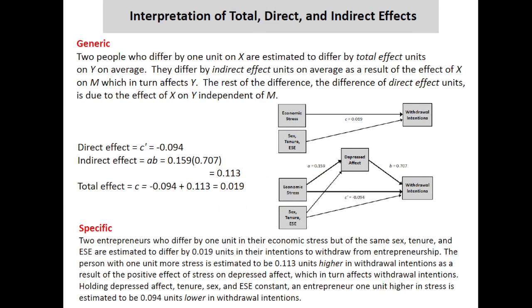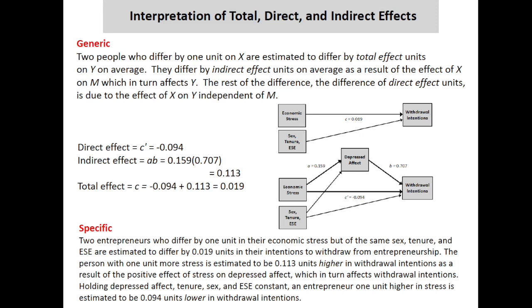So what does this all mean? How do we interpret this? Well, here's a generic way of thinking about direct, indirect, and total effects first, and then I'll give you a more specific interpretation relative to these findings. So we can say that 2 people who differ by 1 unit on X are estimated to differ by total effect units on Y on average. So that's C. They differ by indirect effect units on average as a result of the effect of X on M, which in turn affects Y. And then there's something that's going to be left over, and that's the direct effect. The rest of that difference, the difference of direct effect units, is due to the effect of X on Y that's independent of M.